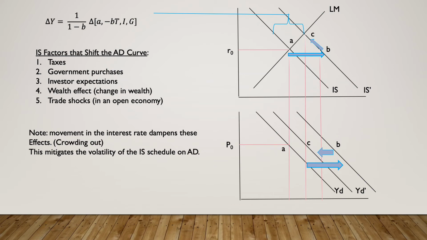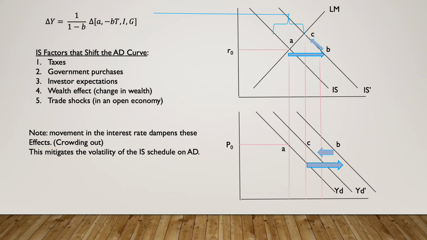It could have been motivated by an increase in government purchases, in which case the magnitude of the shift from A to B, that size delta Y, would be 1 over 1 minus B multiplied by delta G. It could have been motivated by investor expectations. What kind of investment expectations? Well, probably some form of optimism or bullishness, in which case the magnitude of the shift from A to B would be delta Y equal to the multiplier multiplied by delta I, and so on, with the wealth effect being motivated by changes in autonomous consumption, delta A.